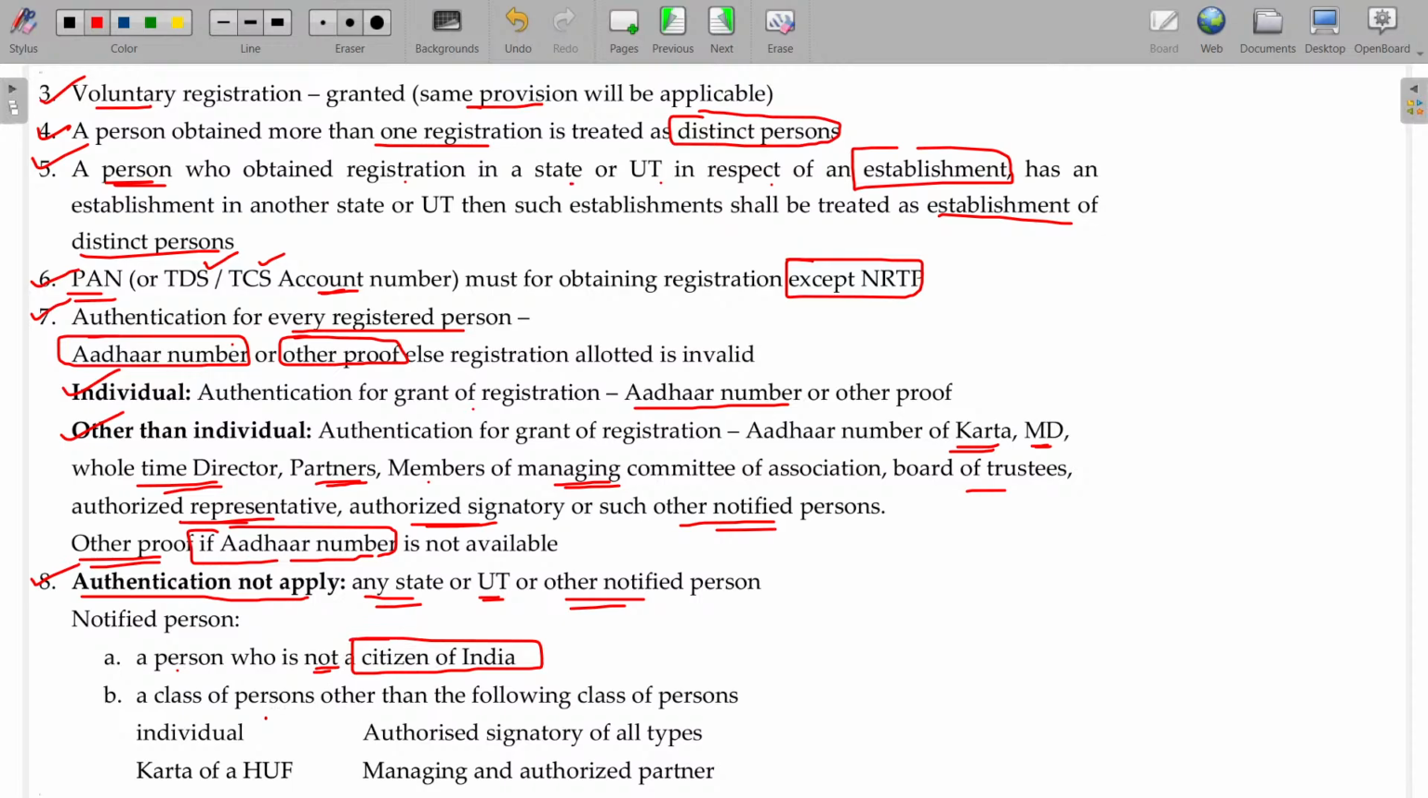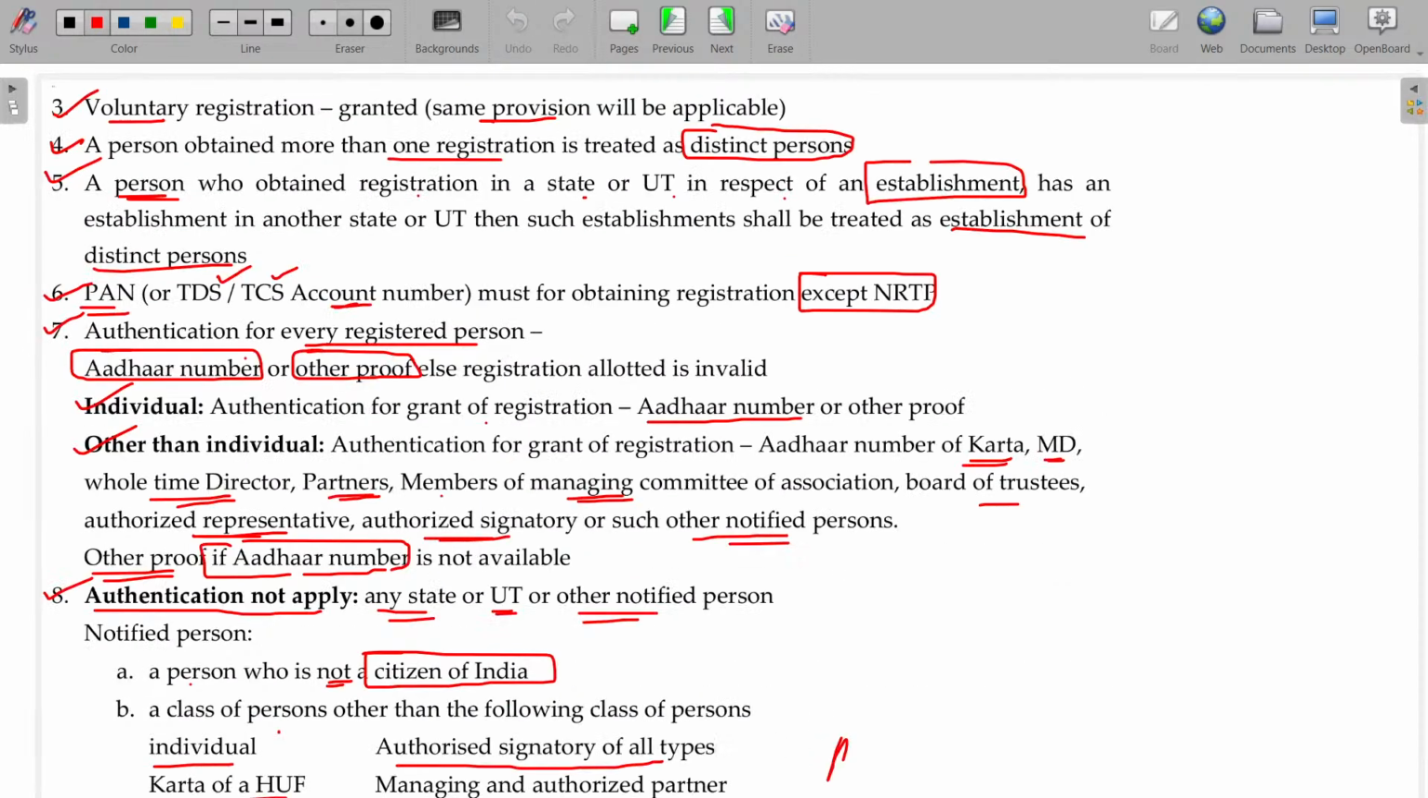Okay, a class of persons other than the following class of persons: individual, Karta of HUF, authorized signatory of all types, managing and authorized person, partner. Okay, these are called notified persons.